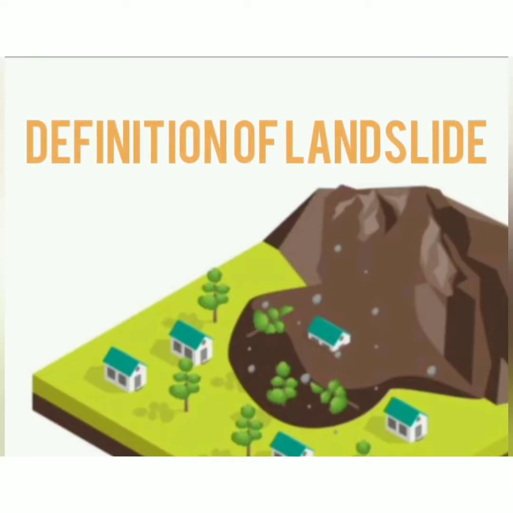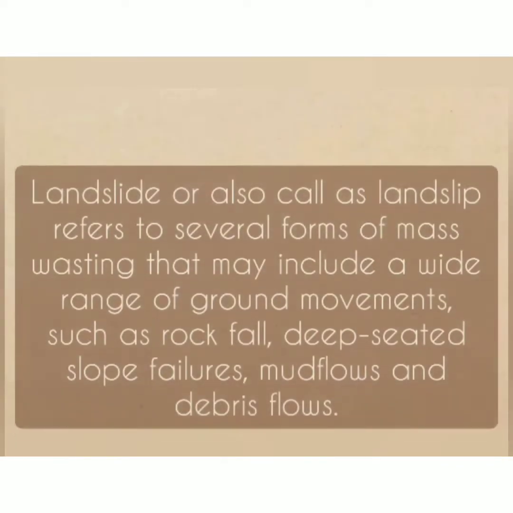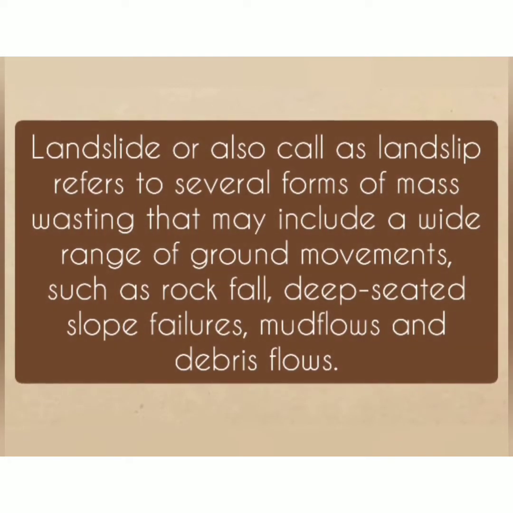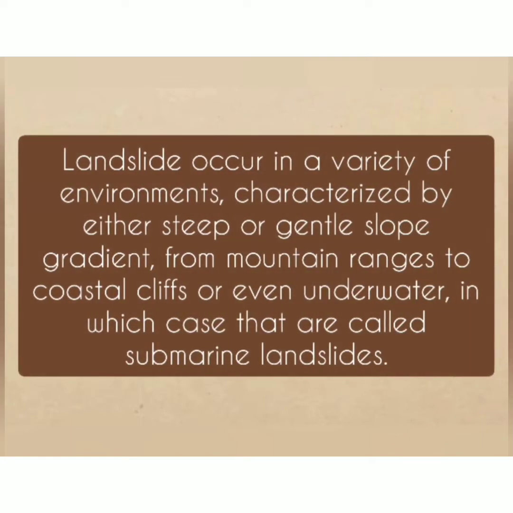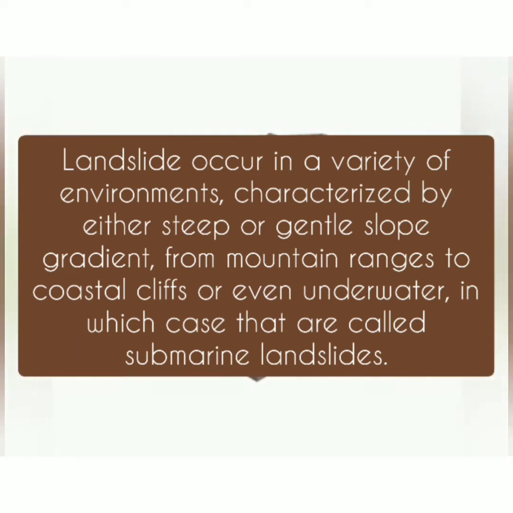First, we will go through the definition of the landslide. Landslide, also called landslip, refers to several forms of mass wasting that may include a wide range of ground movement, such as rock falls, deep-seated slope failure, mud flows, and debris flows. Landslides occur in a variety of environments, characterized by either steep or gentle slope gradient, from mountain ranges to coastal cliffs or even underwater, in which case they are called submarine landslides.